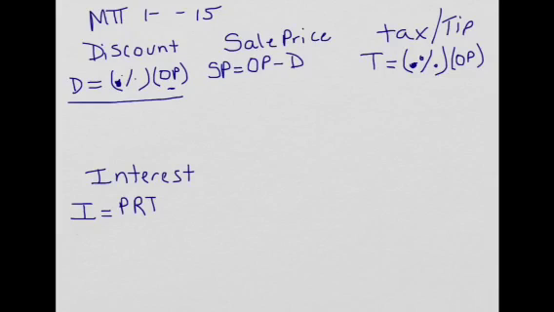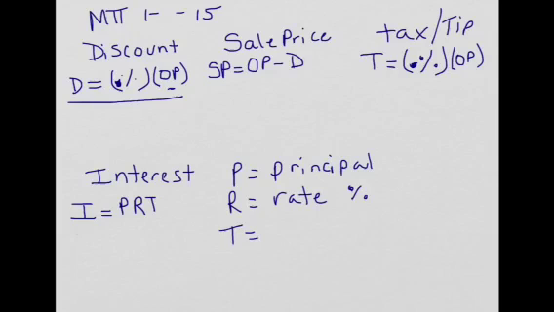For the tax or the tip, we're going to multiply it times the original price. And interest: I is equal to PRT. P is your principal. R is your rate. That's going to be your percent. And T is your time, and that's going to be in years. Principal is the amount that you start with to invest or to borrow.